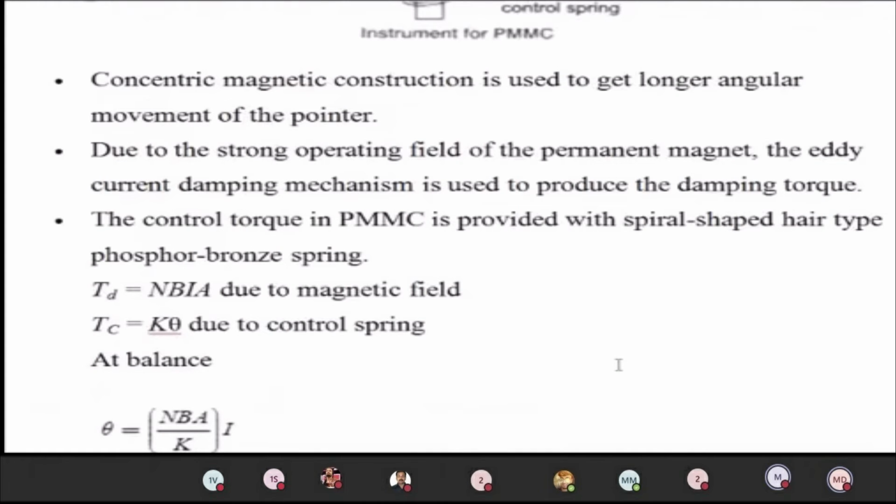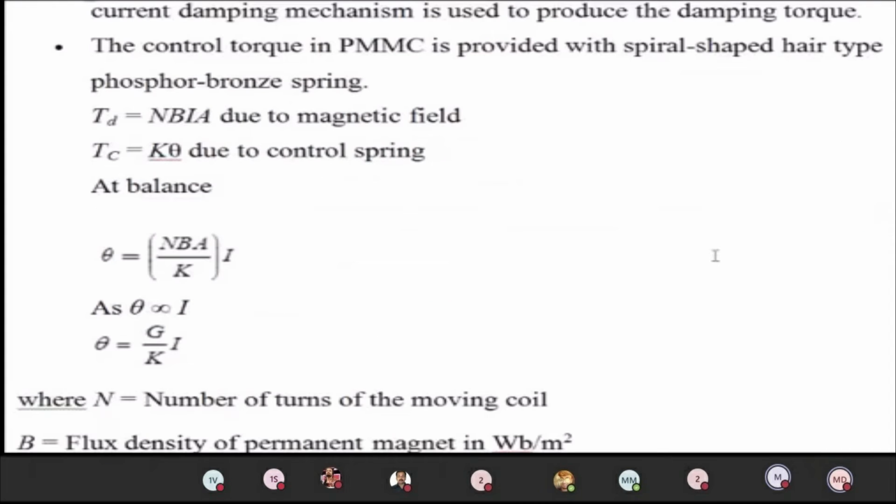And here are the torque equations. The deflecting torque is given by TD = NBIA due to the magnetic field, and the control torque is given by Kθ. So at balance, that is at steady state, TD = TC. So we can write Kθ = NBIA. From that we can take the angle θ = NBA × I / K.